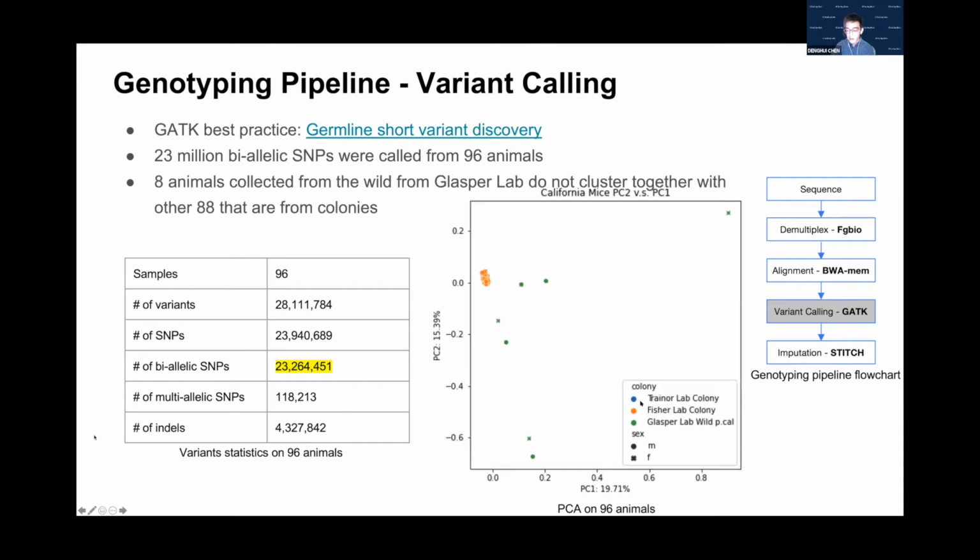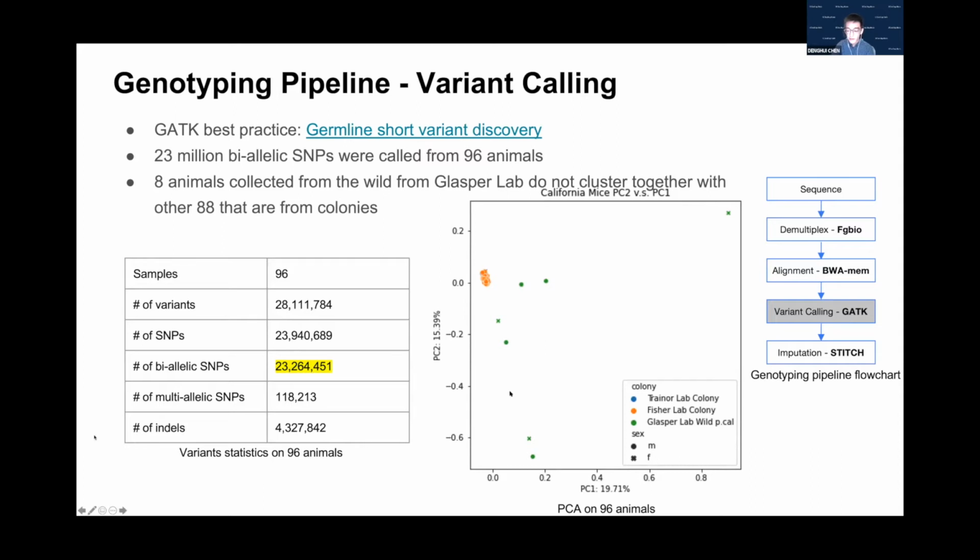And here's a PCA plot based on the 96 animals. From here, you can see the green dots. Actually, these 8 green dots don't cluster together with the other 88 animals. When we looked at it, it was because those 8 green dots are from Glasper lab, and they were caught in the wild. They were not bred in the colony.